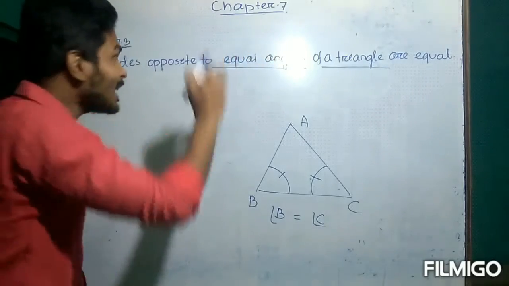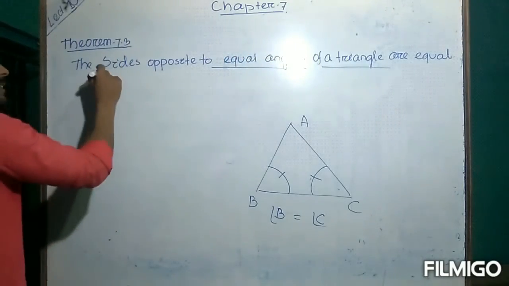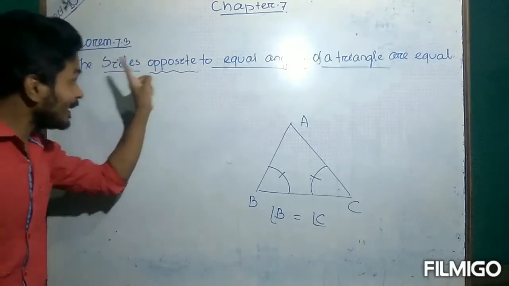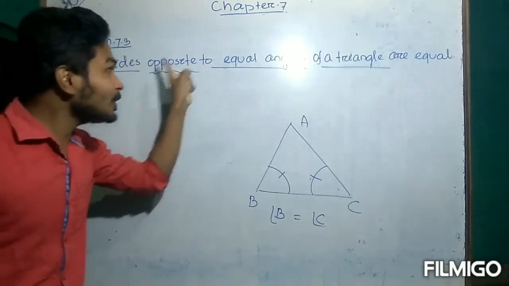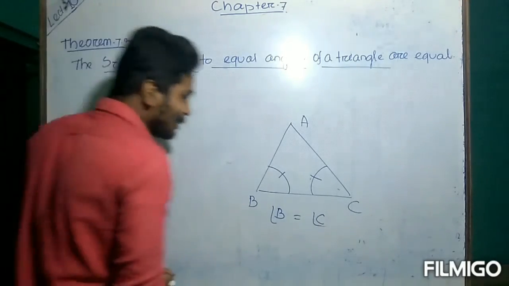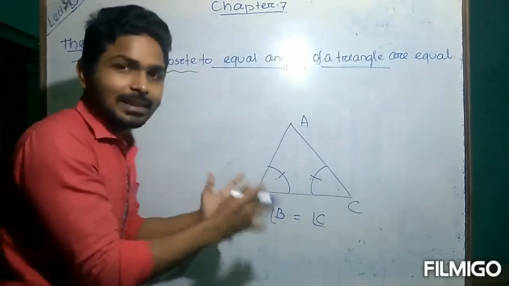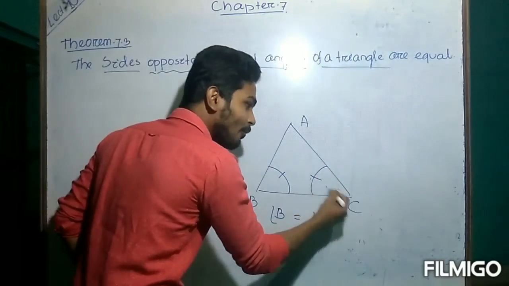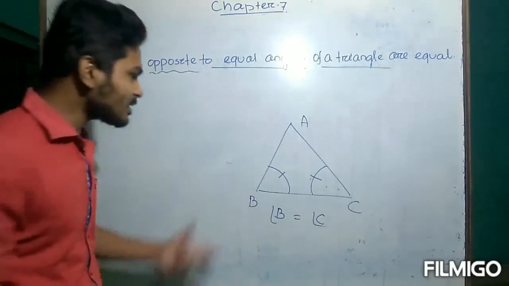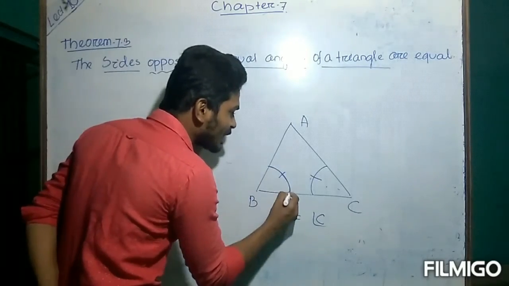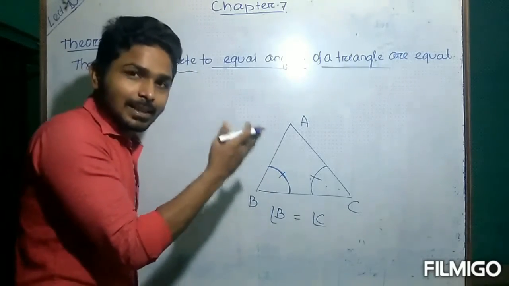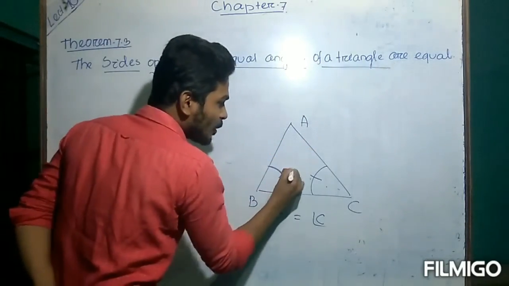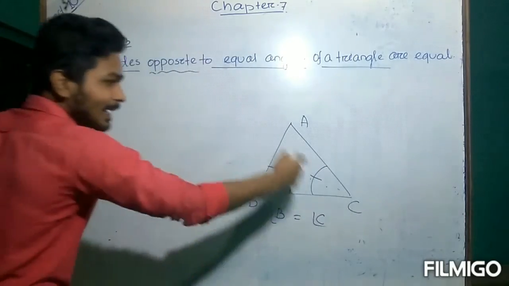It is given. Now what do we have to find? We have to find the sides opposite to the equal angles. It means if angle B and angle C are equal, then we have to find the opposite side of angle B and the opposite side of angle C. Let us find. Then tell me, what is the opposite side of this angle? Opposite means it should lie in the diagonal direction. This angle faces towards this direction. So what is the opposite side of angle B? Side AC.